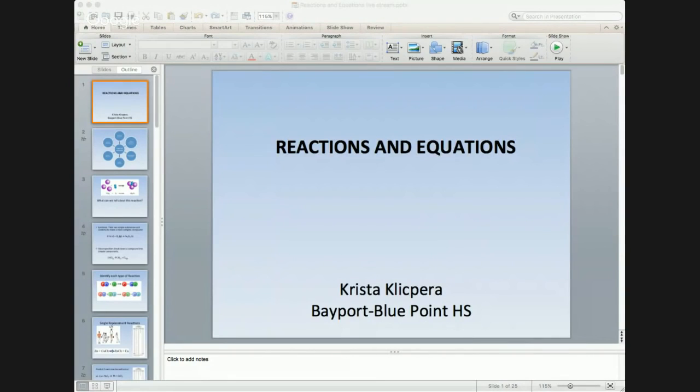Okay, so reactions and equations. There is a lot in this topic, and depending on which chemistry teacher you talk to, it depends on what they're talking about when they talk about reactions and equations. So I'm going to go over an overview of two different ways of thinking about it. You can think about it as types of reactions, balancing reactions, but you can also think about it as stoichiometry and moles and things like that. So I'll be covering both of those this morning.